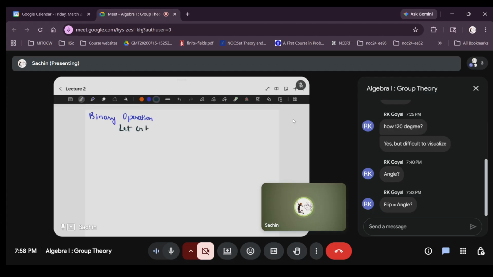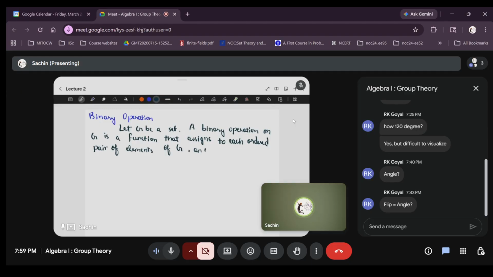So let G be a set. A binary operation on G is a function that assigns to each ordered pair of elements of G an element of G.